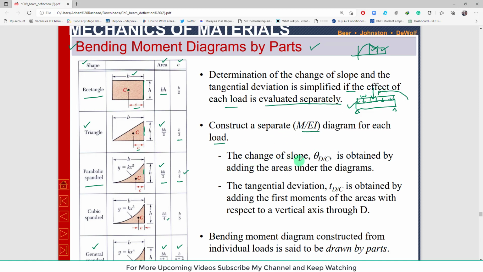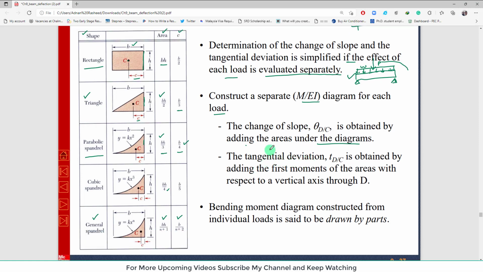Then the change of slope DC is obtained by adding the area under the diagram. Here you will apply the principle of superposition that you used in lecture number 3 or 4, clear? You can use that concept to find the M over EI diagram separately, and then add them in order to find the total slope and deflection. So this is for slope, and this is for deflection, that is tangential deviation.